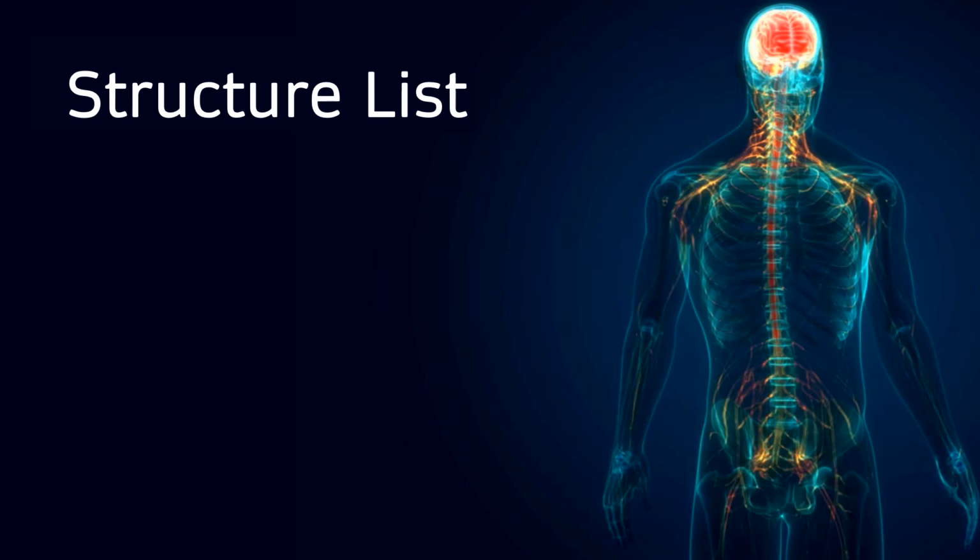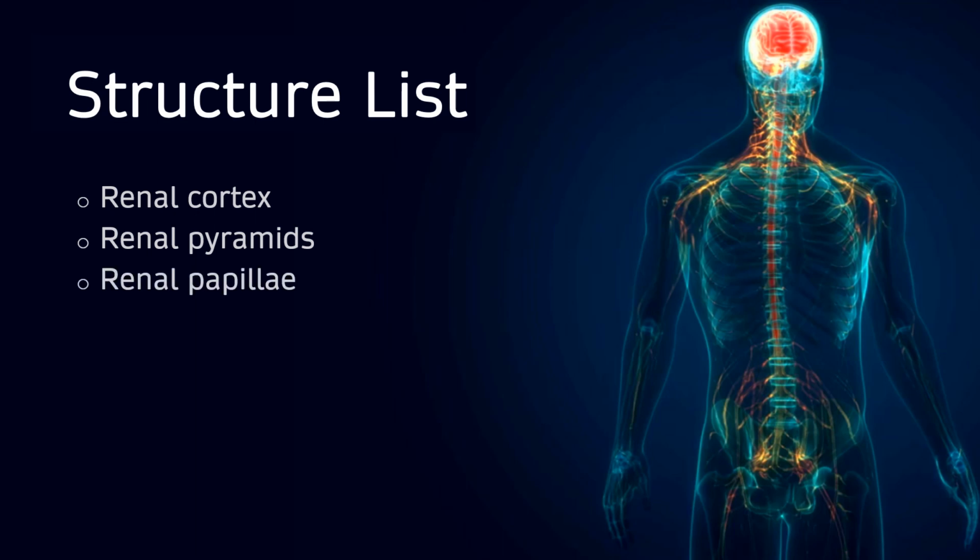So what is on our structures list today? The outer part of the kidney is called the renal cortex, and deeper within the kidney, within the medulla, are structures called renal pyramids. The tip of each pyramid is called a renal papilla. And what we're going to see is that different parts of the nephron, the microscopic structures that do the job of making urine inside the kidneys, are in the cortex or in the pyramids, and that's going to matter for the functions that those nephrons are performing.